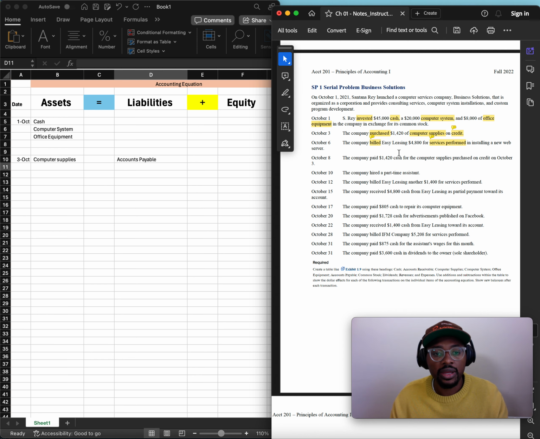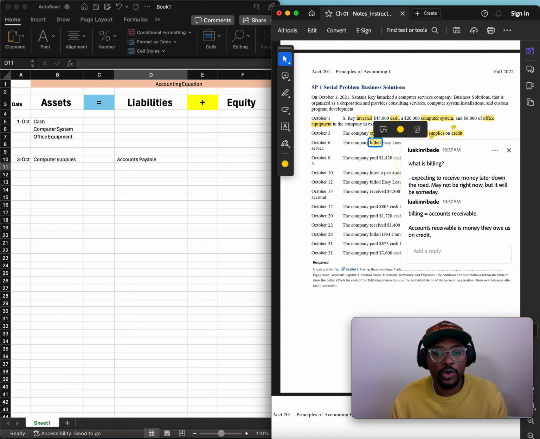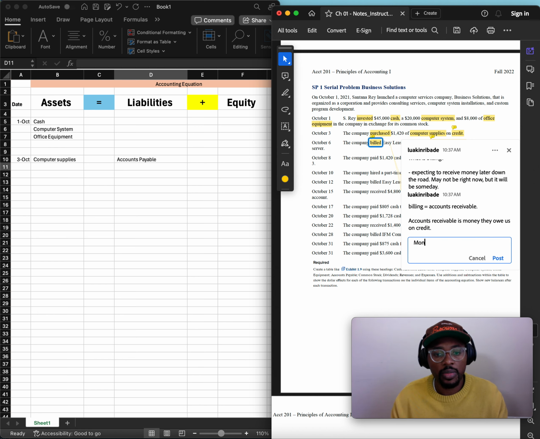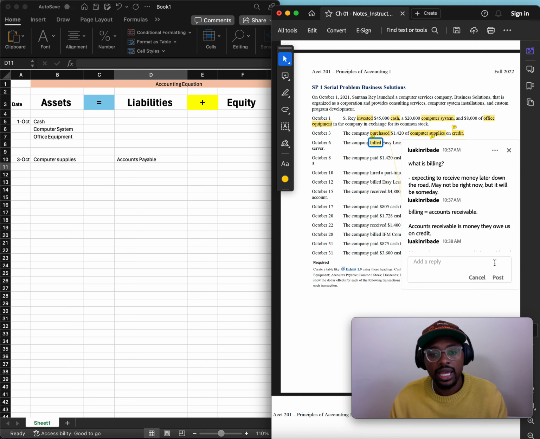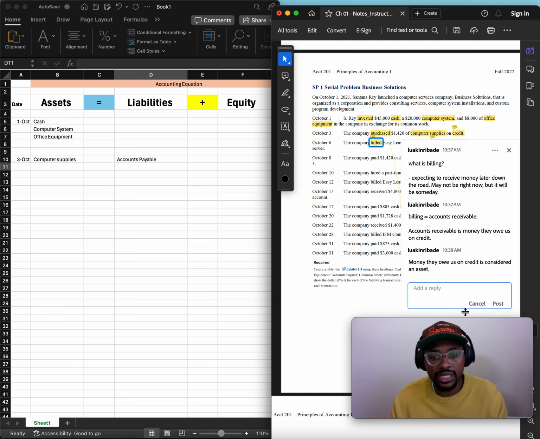So when you think about it, money they owe us, let me put one more thought here. Money they owe us on credit is considered an asset. Okay? Once you think about it, it's considered an asset. Why is it considered an asset? It's considered an asset because we have legal right to the money, even if we currently do not see the money.